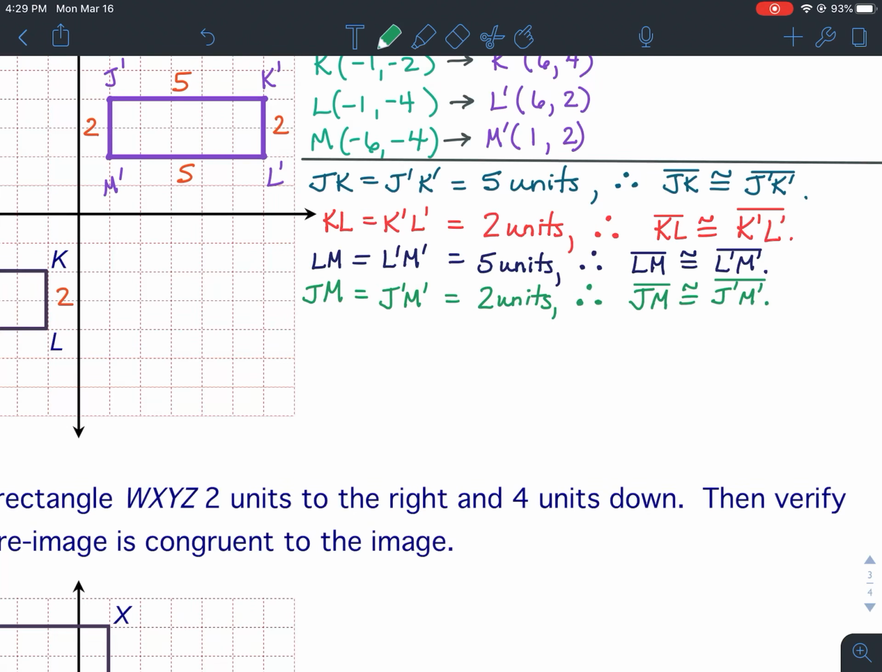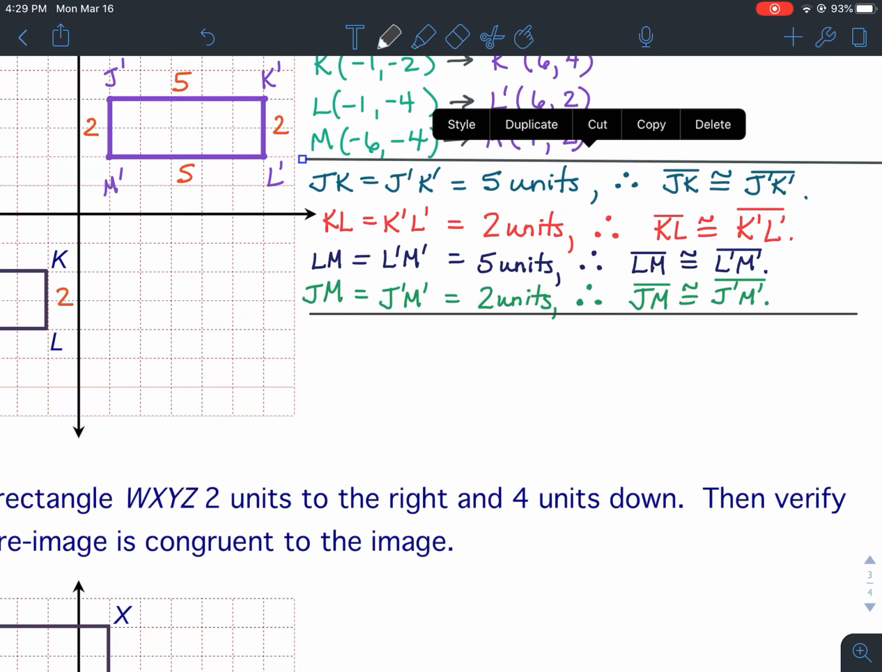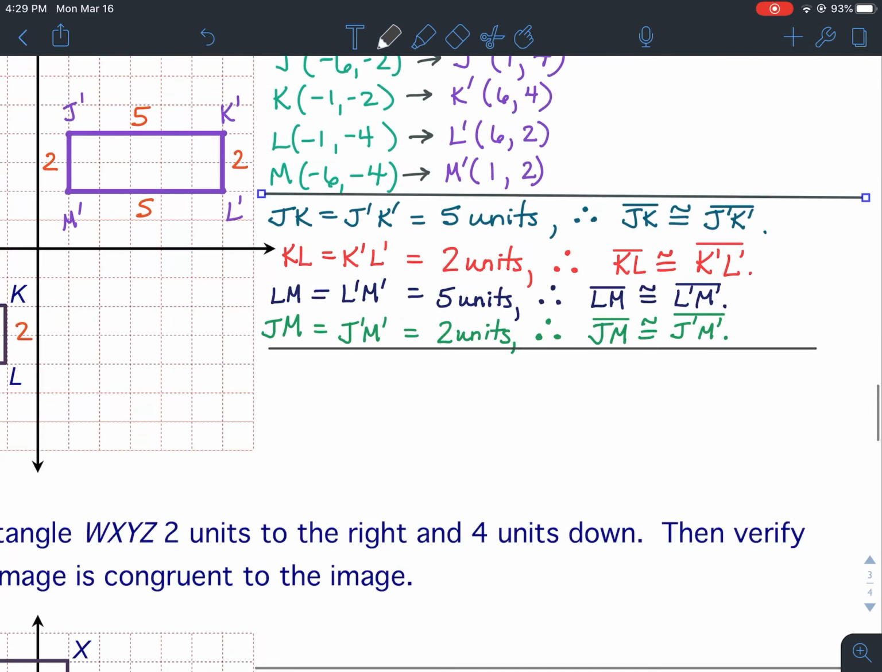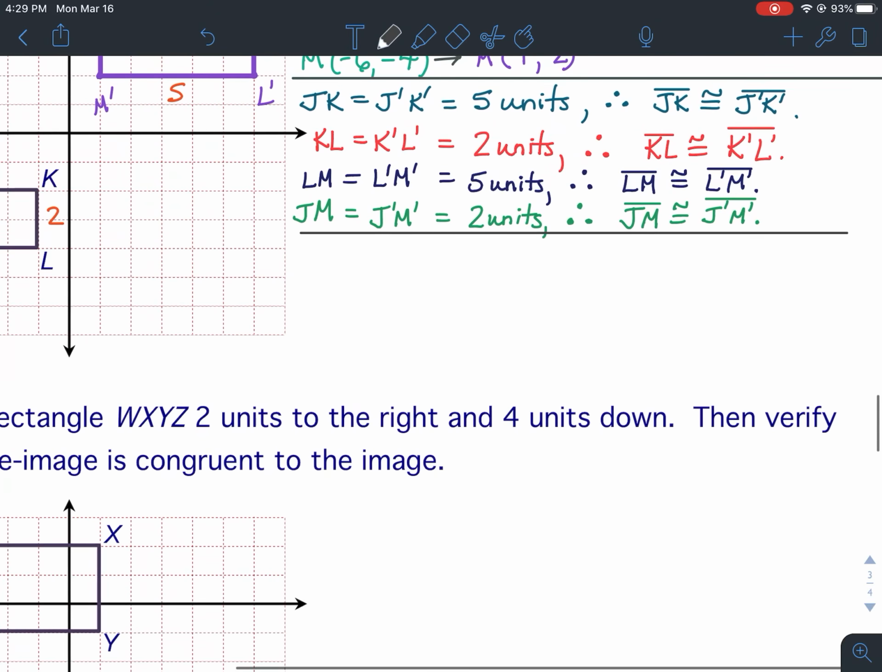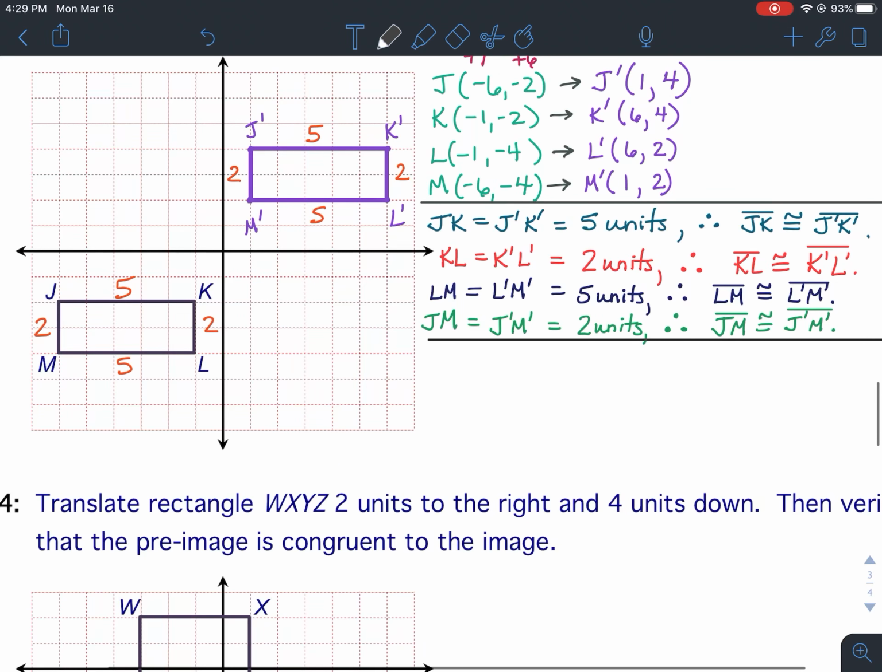Okay, we just proved that all our corresponding sides are congruent. Now we have to go back and prove that all the corresponding angles are congruent. So I'm going to put another line here. All right, angles. Well, if you look at these figures, they make rectangles, and each angle, since it's going along the grid lines, is 90 degrees.